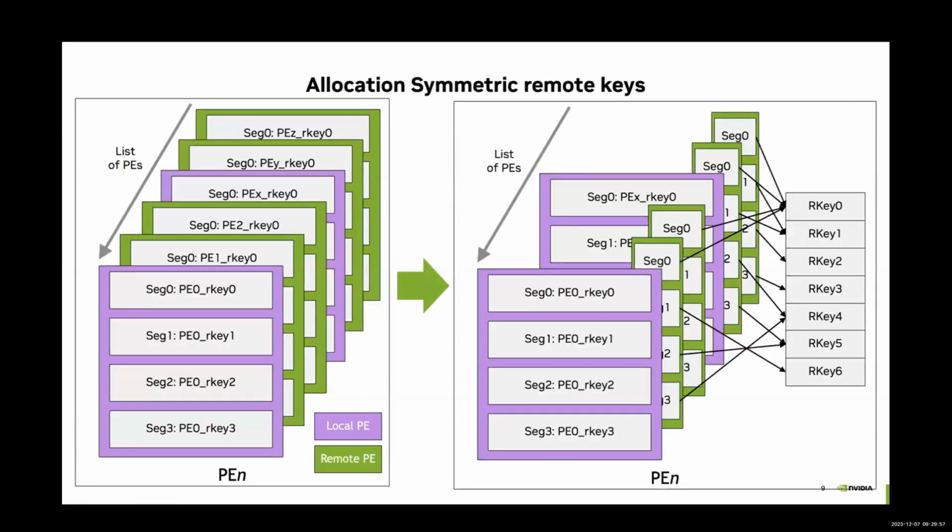As the outcome of that, on the left side we have the original implementation, and I marked with purple the PEs that are local to the PE being depicted, and the greens are remote ones. So you can see that here we have to store everything. And on the right side, the purple ones basically are the same.